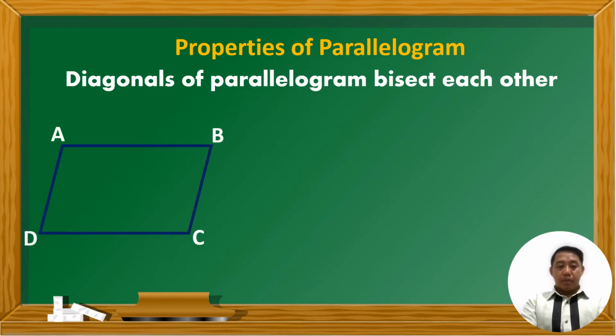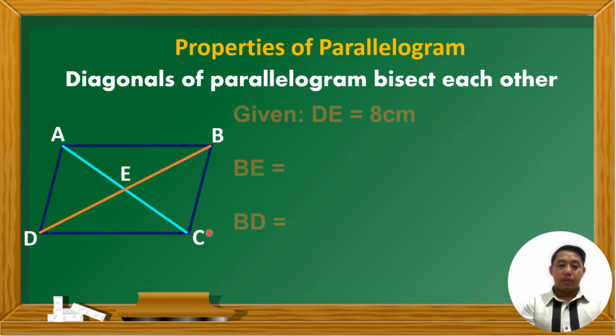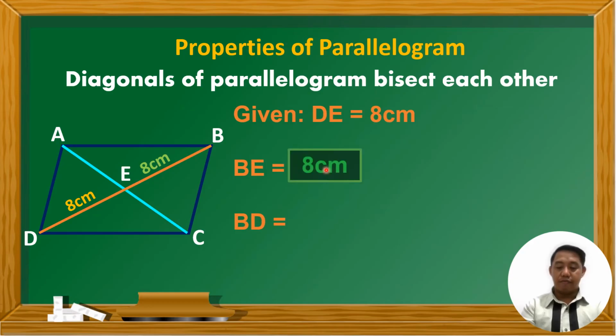Diagonals sa parallelogram bisect. Ito naman yung diagonal. Ito yung diagonal natin, AC and BD. So, sample. Given that DE is 8 cm, what is BE? Sabi nito, diagonals bisect each other. Itong si DB, hinati yan ni AC equally. Yun yung ibig sabihin ng bisect, no? DB was divided by AC into two equal parts. So, kung ito ay 8, dapat si BE ay 8 din. So, therefore, BE is also 8 centimeters.